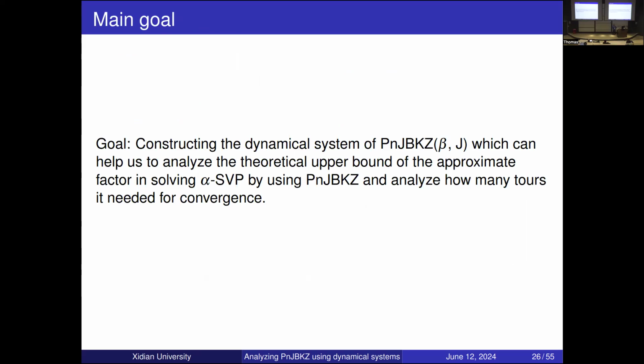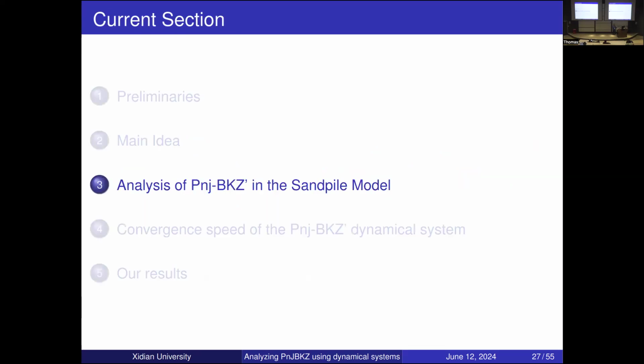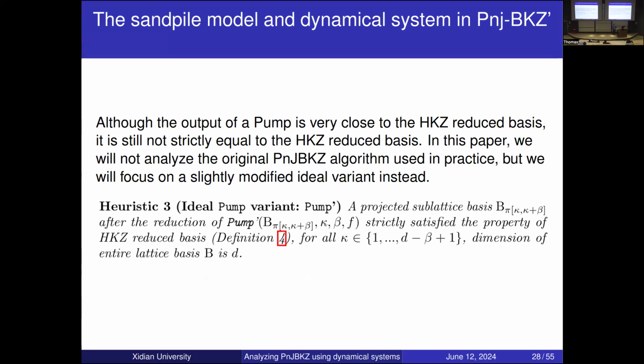And that's our main goal. We try to construct the dynamic system of the PNG-BKZ algorithm, which can help us to analyze the rigorous theoretical output bound of this algorithm and the number of tours needed for convergence. We will use the center pair model to analyze the PNG-BKZ algorithm. Although the output of a pump is very close to reduced lattice basis, it's still not strictly reduced. So we will not focus on the version used in practice, and we will just assume that a pump can output a strictly reduced basis.